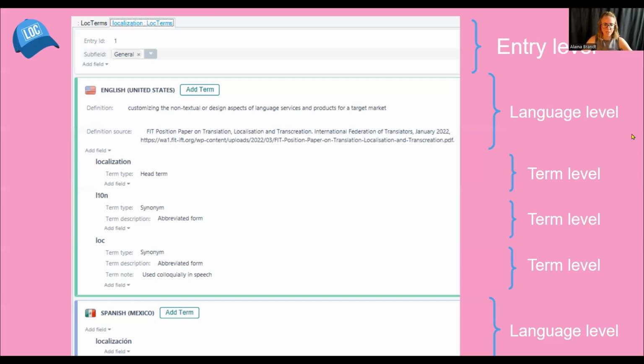At the term level, information about each term is collected.